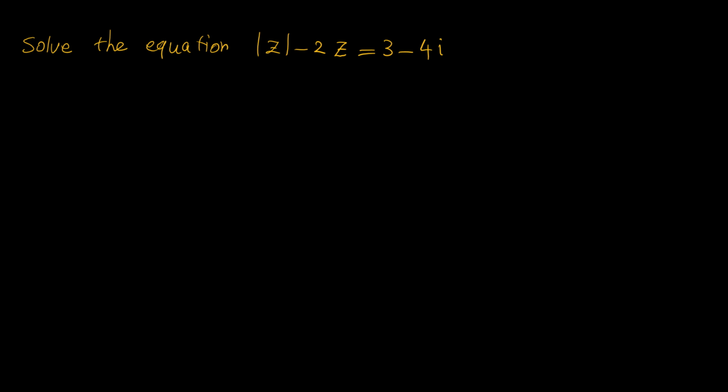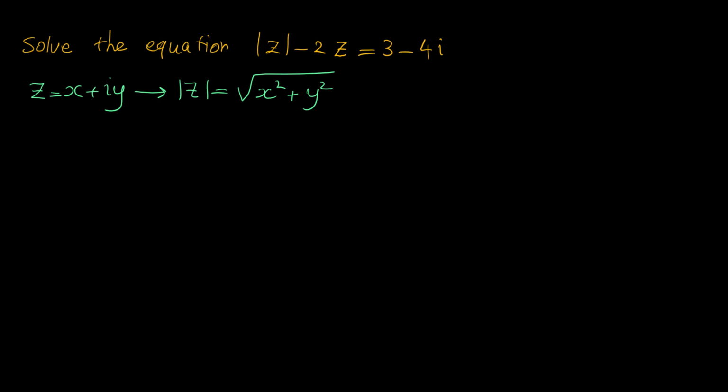Let me remind you what the absolute value of z is for a complex number. When we have a complex number in the form z equals x plus iy, the absolute value of z is basically the square root of x² plus y². This is the definition of the absolute value of a complex number. Probably you are familiar with this at this moment.